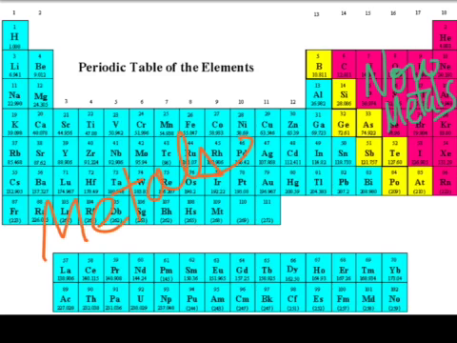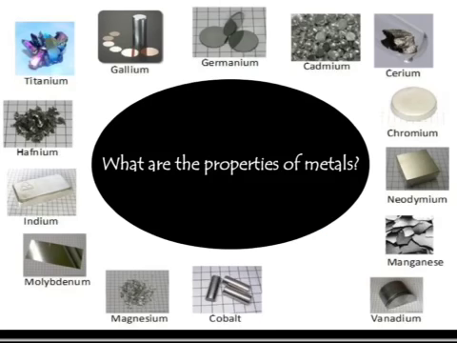So we're going to talk about metals, which is this big blue group, and nonmetals, which is the pink group. And then we'll also talk about this group that's in between, which is known as the metalloids. To start with, we're going to talk about metals.